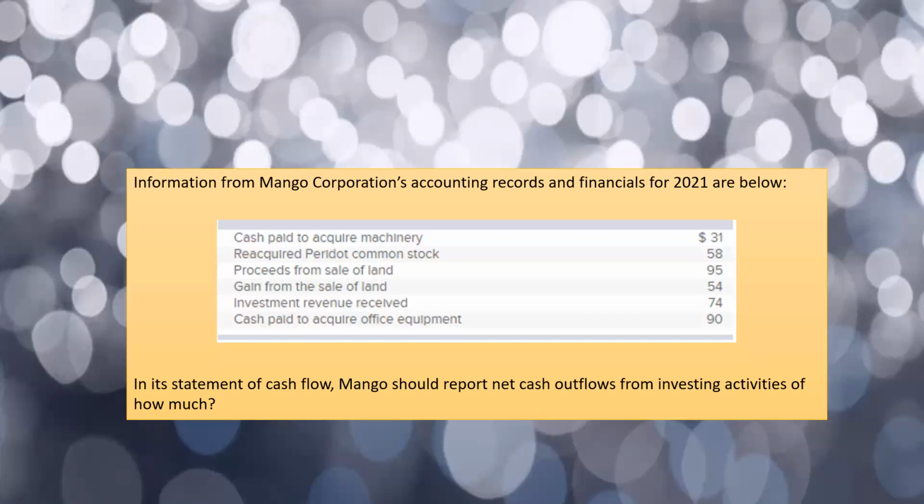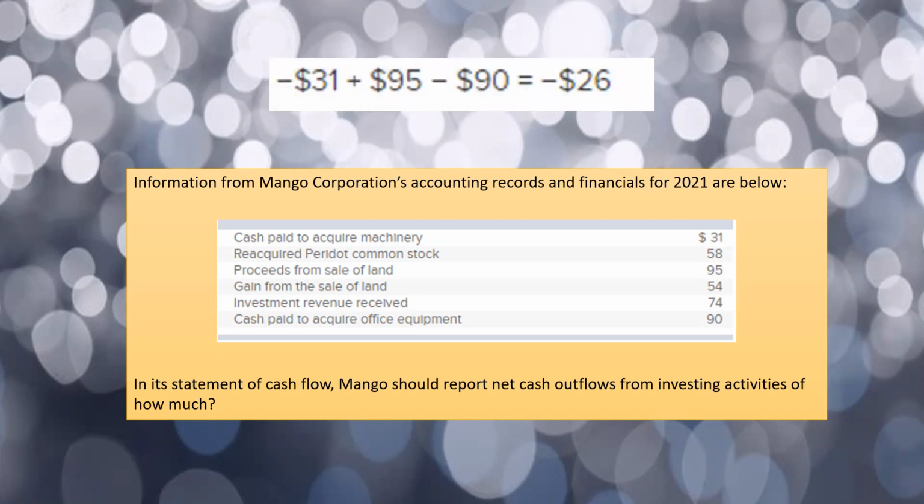Final question. Information from Mango Corporation's accounting records and financials for 2021 are below. Now they want to know what's the cash flow for investing activities. All right, so only 3 of these qualify as investing activities that have to do with cash. The first one, cash paid to acquire machinery. That is an investment. When you buy machinery, that is an investment and cash was paid, so that's a negative amount. We acquired some common stock.